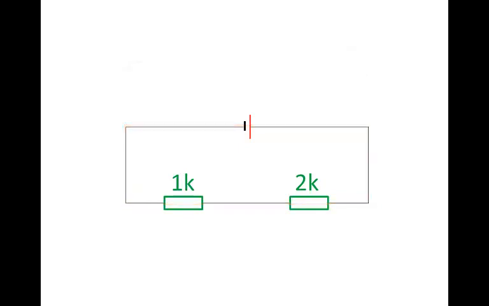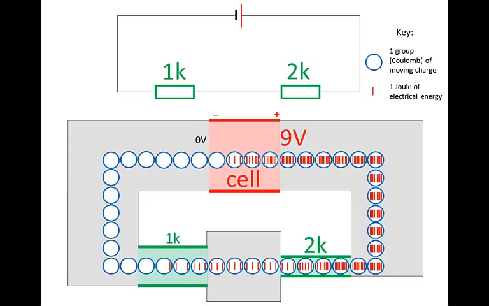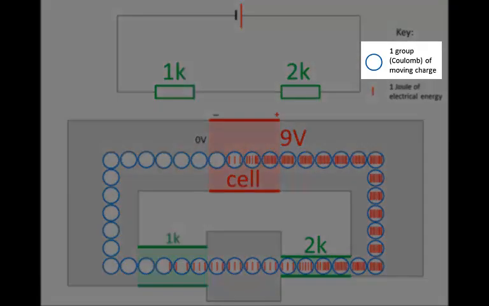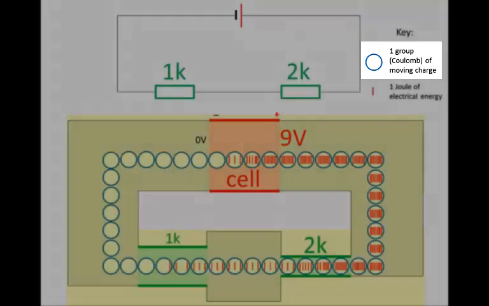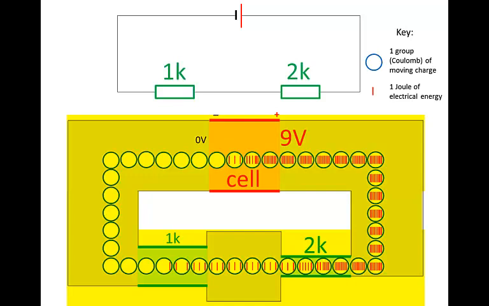We can liken this series circuit to this picture shown here. Each of the blue circles stands for a group, a coulomb of moving charge. Wires throughout the circuit contain charge. They contain positive and negative charge. In the case of electricity, it's the negative charge, the electrons, which can be moved. Some of them can be moved. And this moving charge forms electric current.